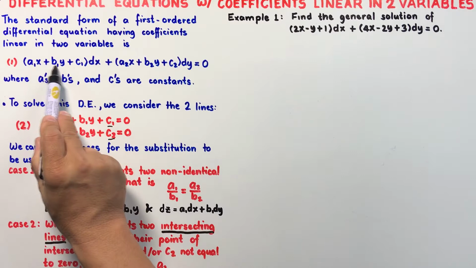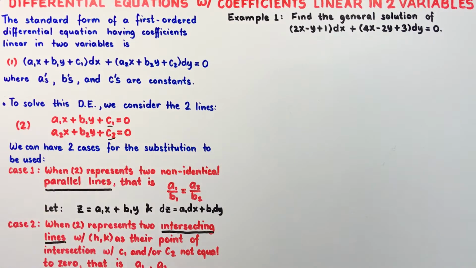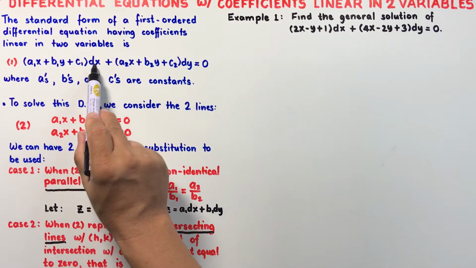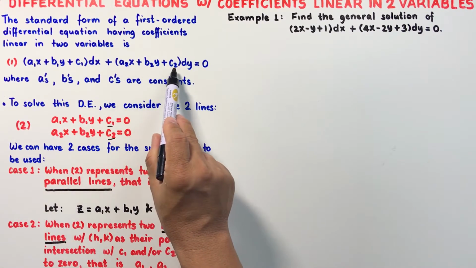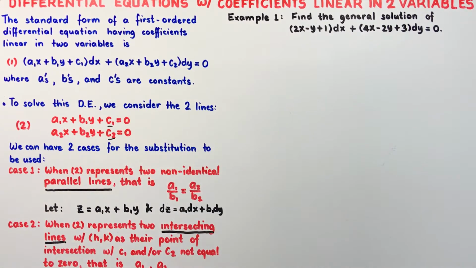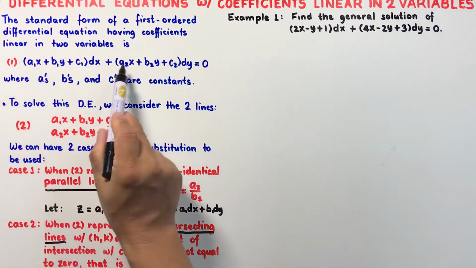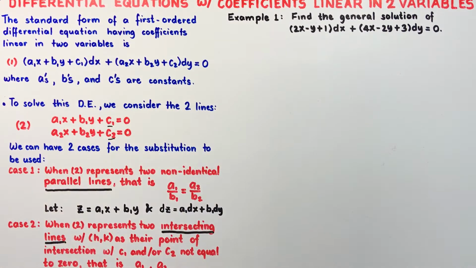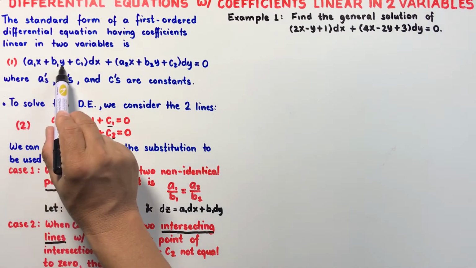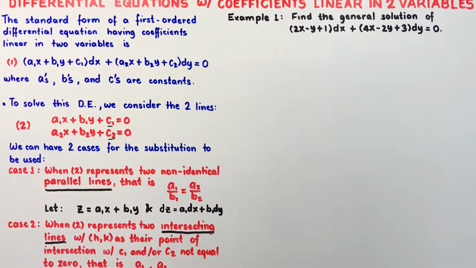1x plus b sub 1y plus c sub 1, quantity multiplied by dx, plus a sub 2x plus b sub 2y plus c sub 2 times dy, which is equal to 0, where the a's, the b's, and the c's are constants. Then this is a differential equation that is linear both in the dependent and the independent variables.